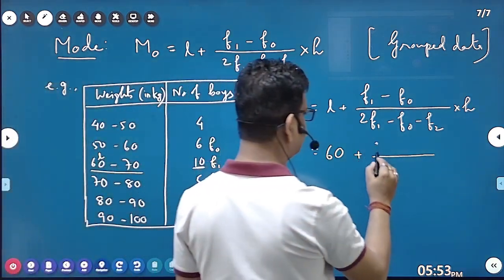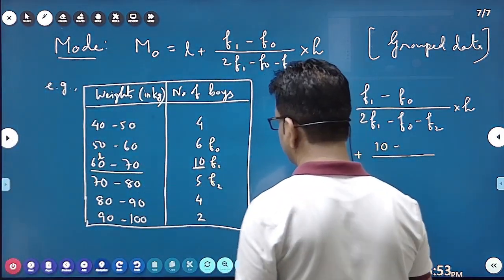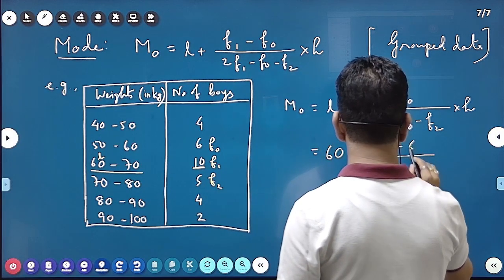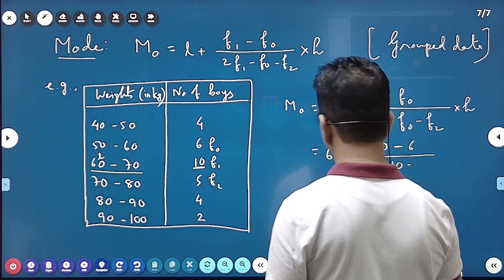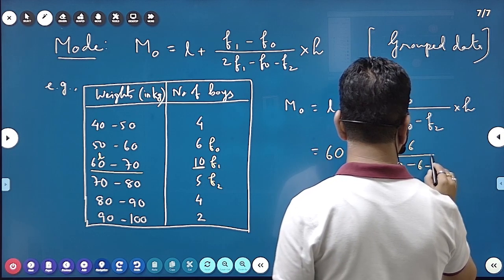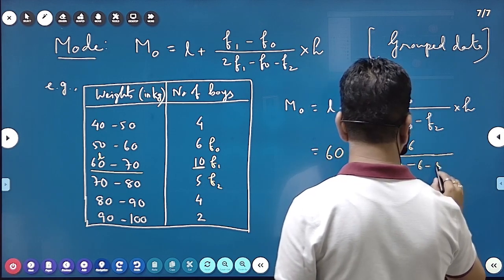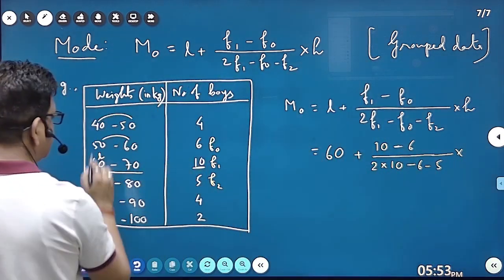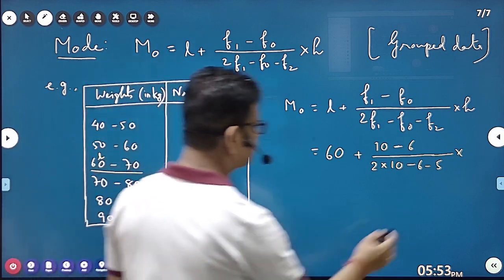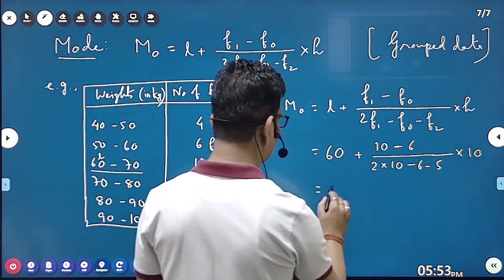F1 is 10 minus F0. F0 is 6. 2 into F1, 2 into 10, minus F0, F0 is 6, minus F2, F2 is 5. Now H, all of you know already, is the class size. So what are the class sizes? 10. So just calculate it.